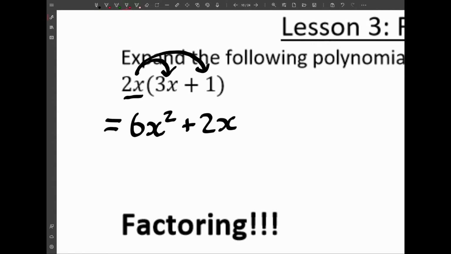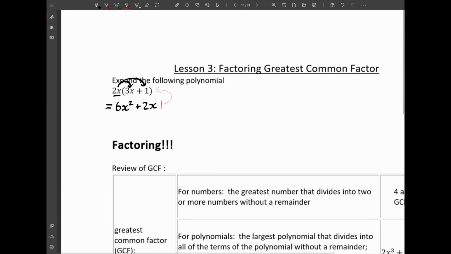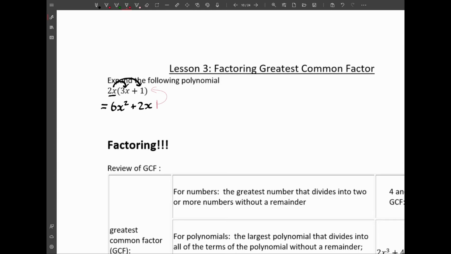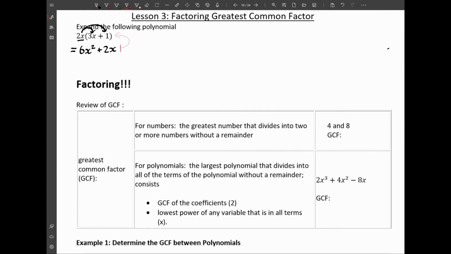Today our goal, though, is to go the other direction. How do you go from this to that? So that's going to be factoring. Factoring is going to be pretty much the most important thing we do in Math 10C. So let's do a quick review of GCF.